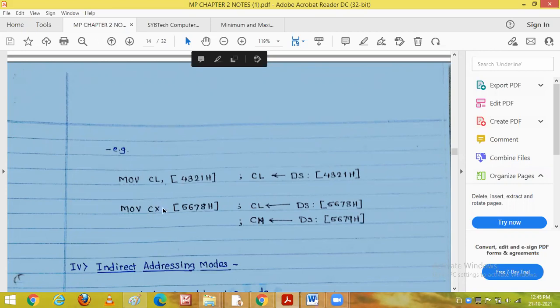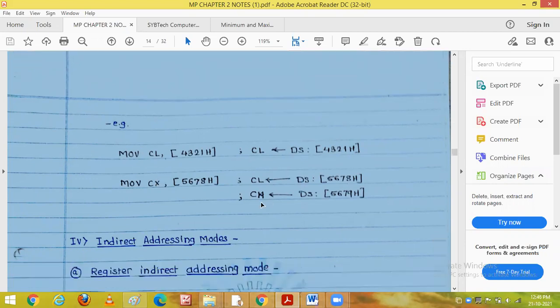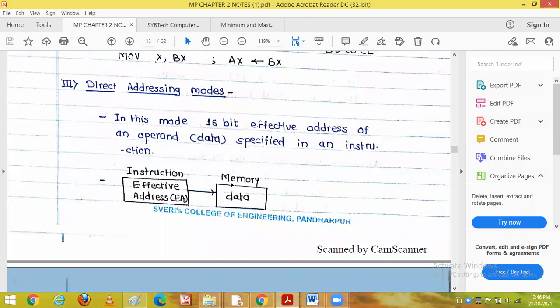X in the sense of what? Generally we have to mention either low or high, even or odd, and that is what we generally specify as X. So DS with CL or DS with H. DI is different, DS is different. DS is the data segment, the data segment values. Always we have to use square brackets. DI means destination index. Destination index is totally different from DS. Don't confuse it. So this is about your direct addressing mode.